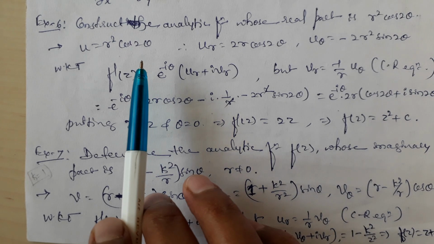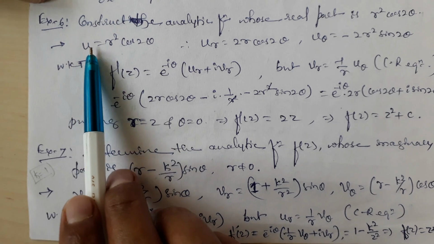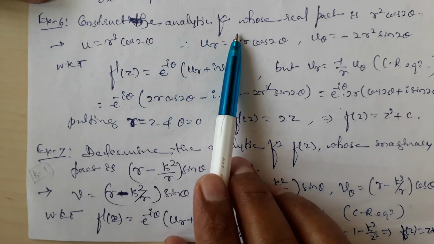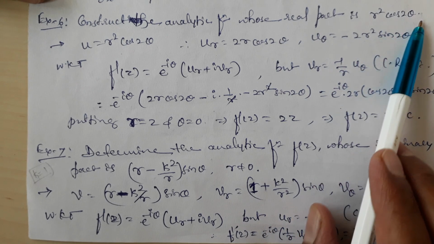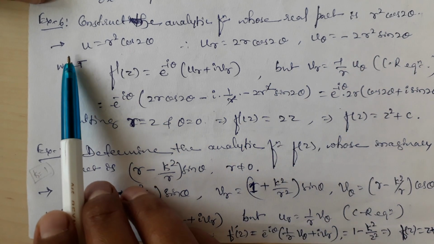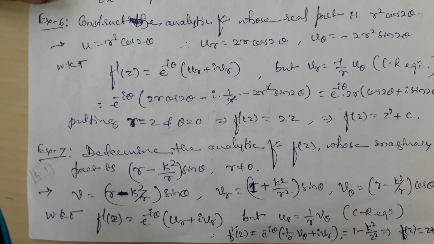Now we discuss the construction of an analytic function in polar form. The example: construct the analytic function whose real part is r square cos 2 theta. Here they have given the real part, that is u equal to r square cos 2 theta.